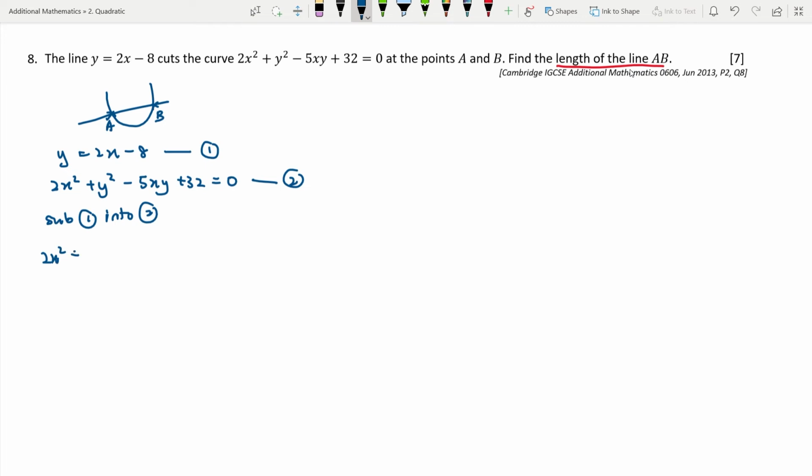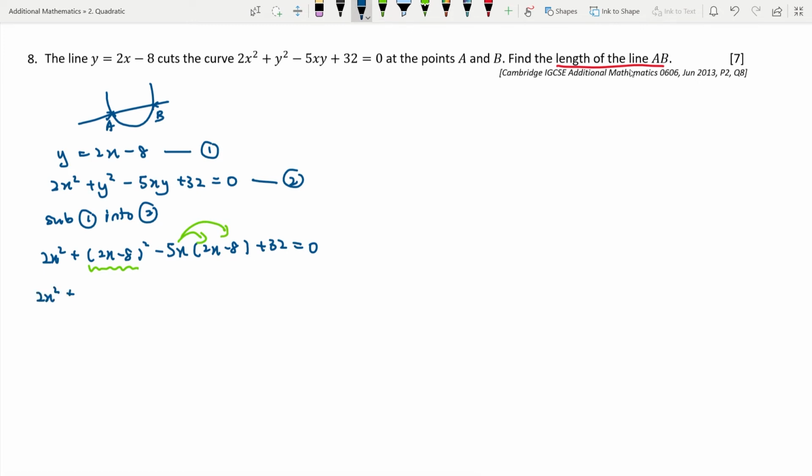2x squared plus 2x minus 8 squared minus 5x, 2x minus 8 plus 32 is equal to 0. We need to expand this bracket and also this bracket.